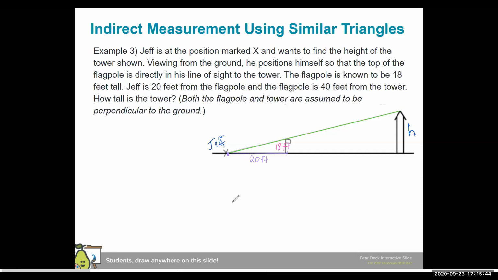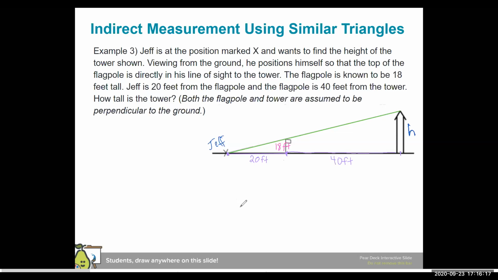And then the flagpole is 40 feet from the tower. So now we have another distance from here to the tower that's 40 feet, from here to here. How tall is the tower? So what we have to do here is figure out our proportions. So first things first, let's think about the parts that go together.